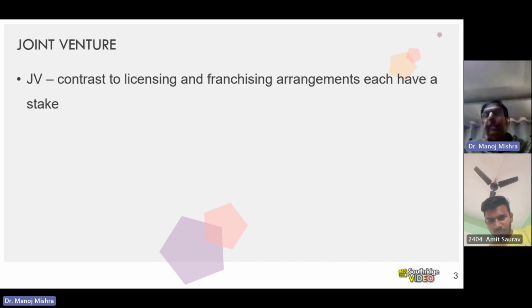Now, you have to understand another aspect. We have licensing, we have franchising. What is licensing? In licensing, basically a company allows another company to manufacture products and use its logo. It does not even transfer too much technology. So that is licensing, just allowing somebody else to manufacture on your behalf using your name.